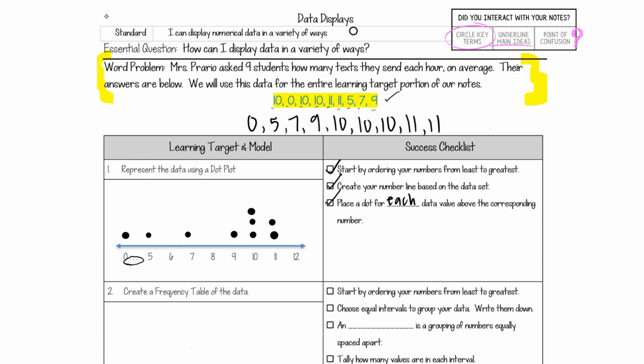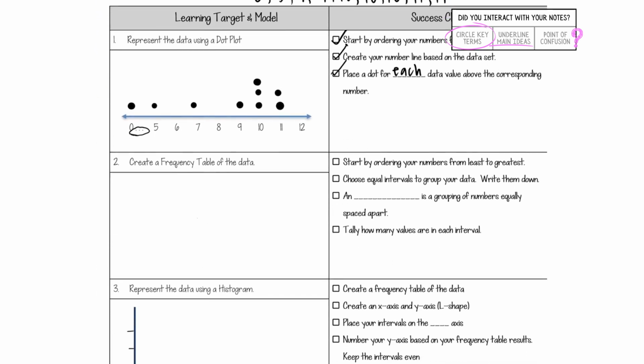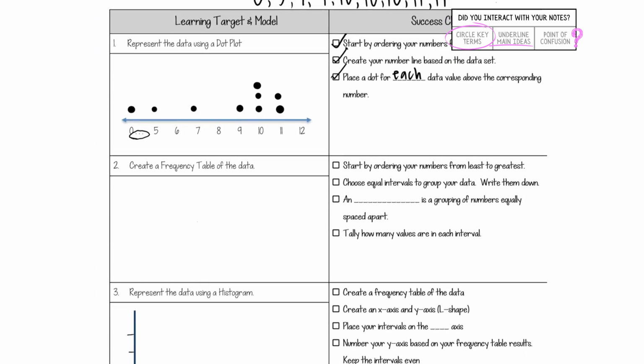All right, and that is our dot plot. We've done all 3 success checklists. If we follow along, then we should be done with that. Up next, we have a frequency table. And remember, we're going to be using the same set of data.